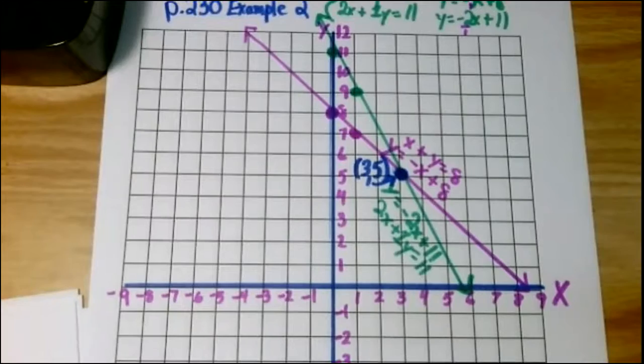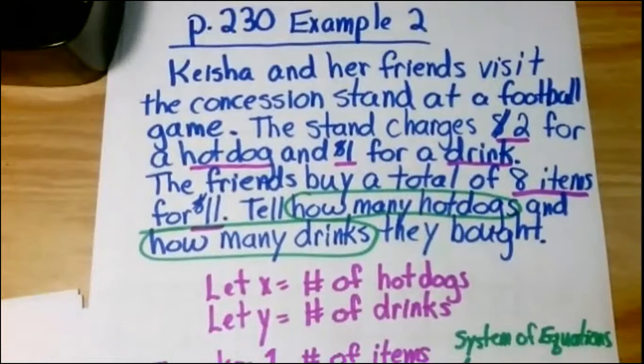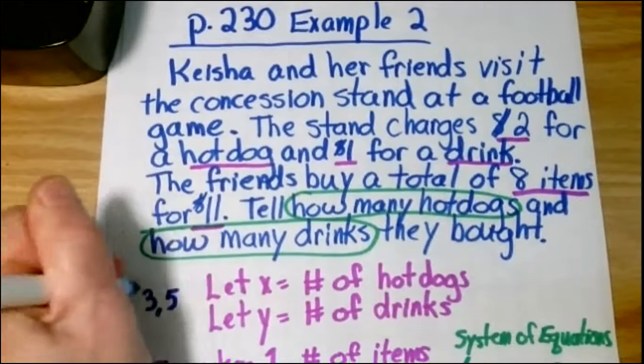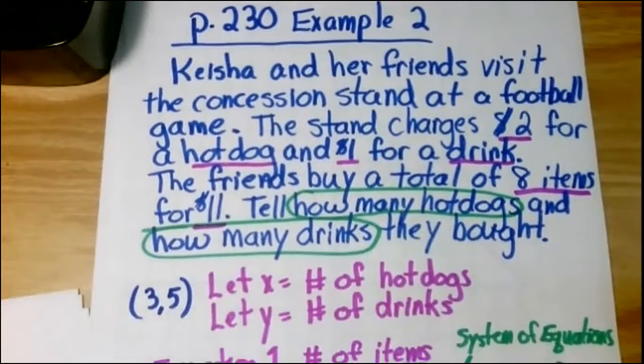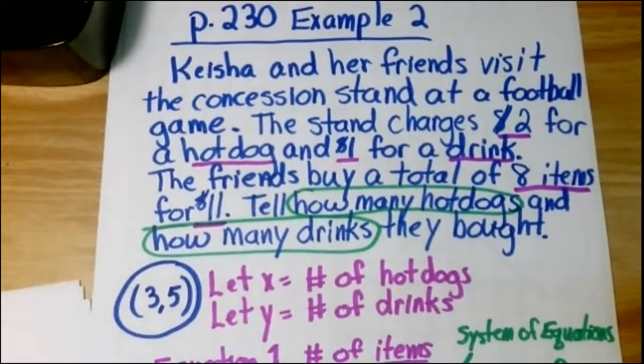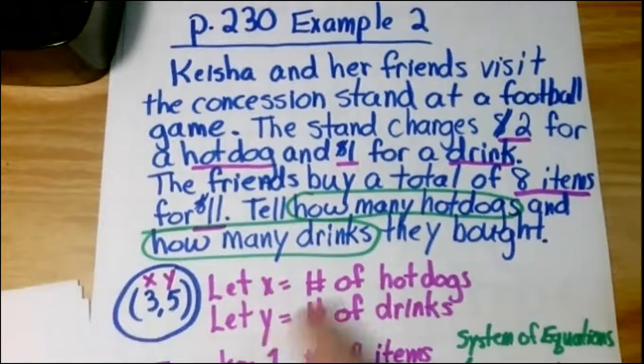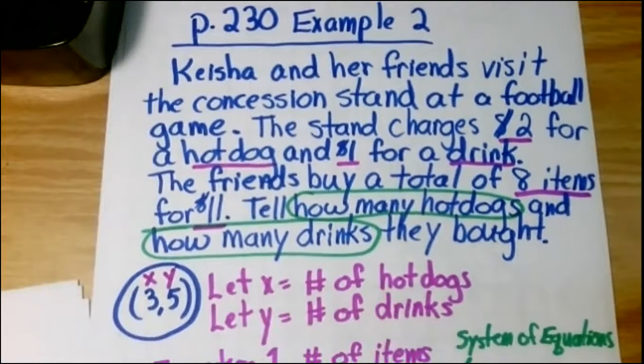So let's go back to the word problem. Take a look at this. We know that 3, 5 is the solution right here. Now, what does that mean in context of the word problem? Because we still have to finish that off, right? So we know that 3 is my x value. 5 is my y value, and we know what x and y equal because we defined it when we began our word problem. So x was the number of hot dogs.